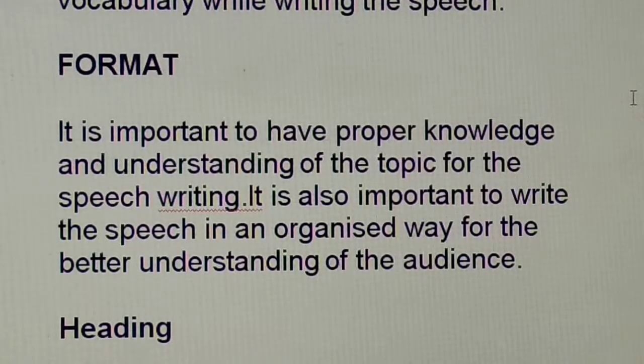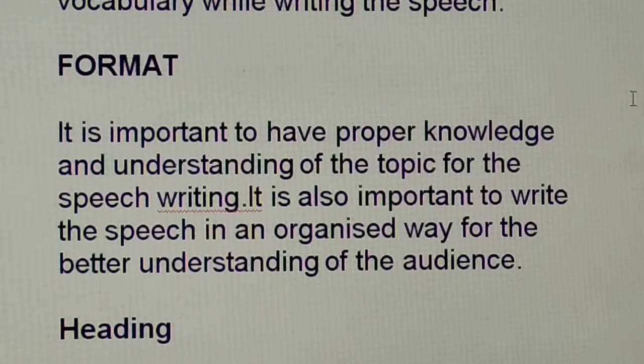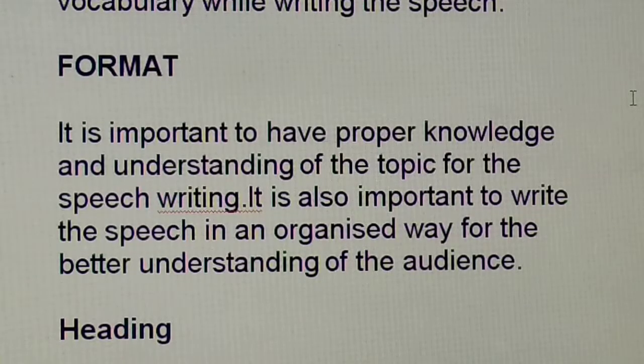Now you are going to speak on a topic. Now you have to understand the topic thoroughly. What is the topic about? What are you going to speak? It is also important to write the speech in an organized way for the better understanding of the audience. Your thoughts in your speech must be well organized. Now children, your first sentence cannot be the last sentence. The middle paragraph cannot be the first paragraph. So it has to be organized. That means thoughts have to be put in proper order, in proper sequence.